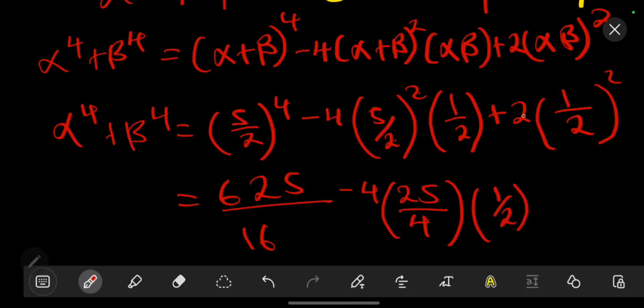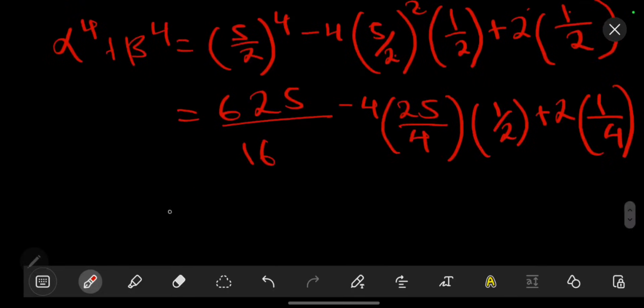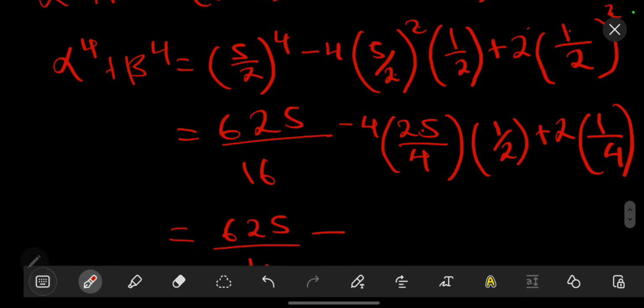Then we are going to have this, we can't cancel like that since there is a number. So we have 2 times 1 squared is 1, 2 squared is 4, like that. So this is what we have. So we are going to simplify things. So we have 625 over 16. Then we have minus 4 by 25, which will give us 100. So we have minus 100, like that.